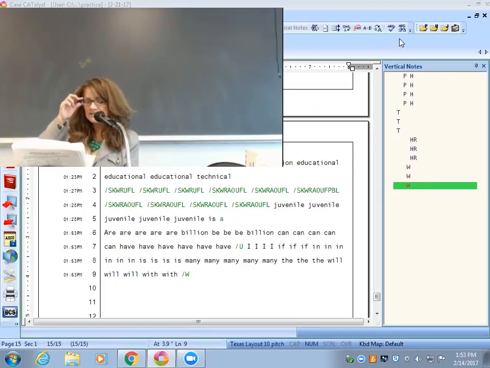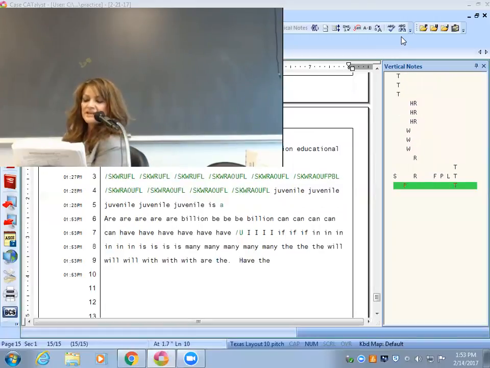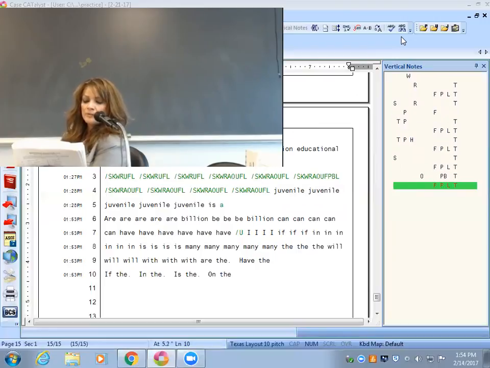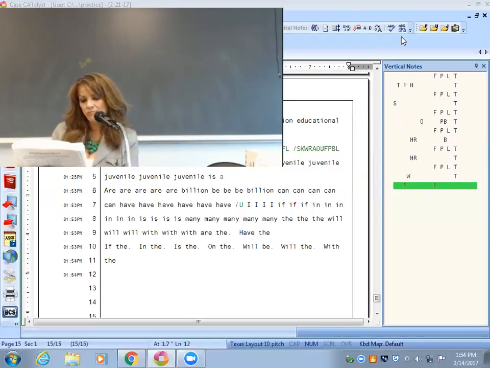And then you've got the phrases. Are the RT, have the VT, if the FT, in the TPHT, is the ST, on the ONT, will be is HRB, will the HRT, with the WT. Okay? And so make sure that you know these phrases.